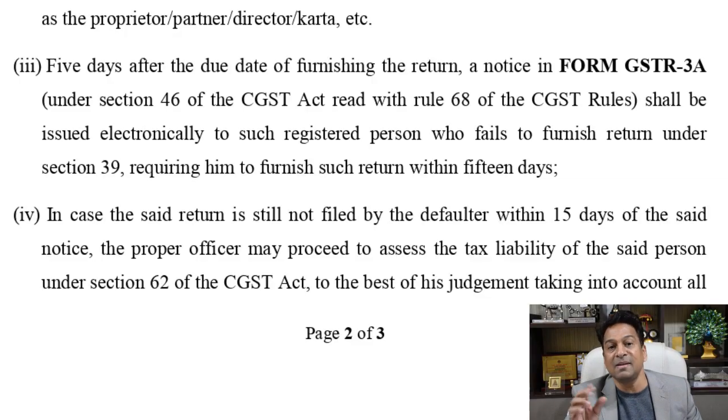You will get a defaulter email, as you have defaulted in filing your return as stated under Section 39, within 5 days from the due date, which was 20th February. So meaning thereby that you will get a mail stating that you defaulted in filing your GSTR 3B for a particular tax period, which is, in our example, January 2020, within 5 days.